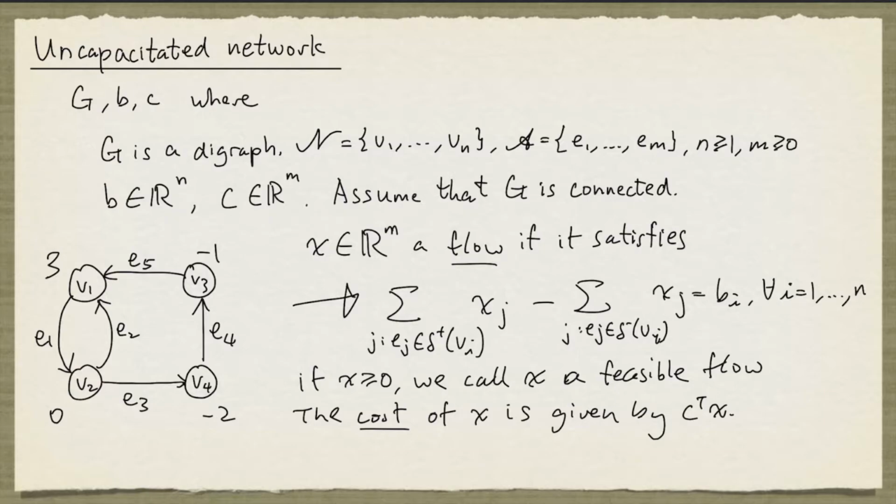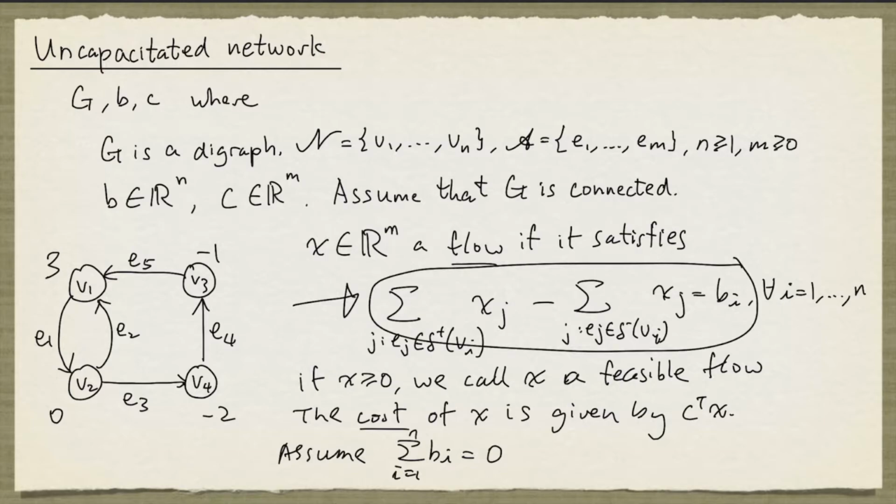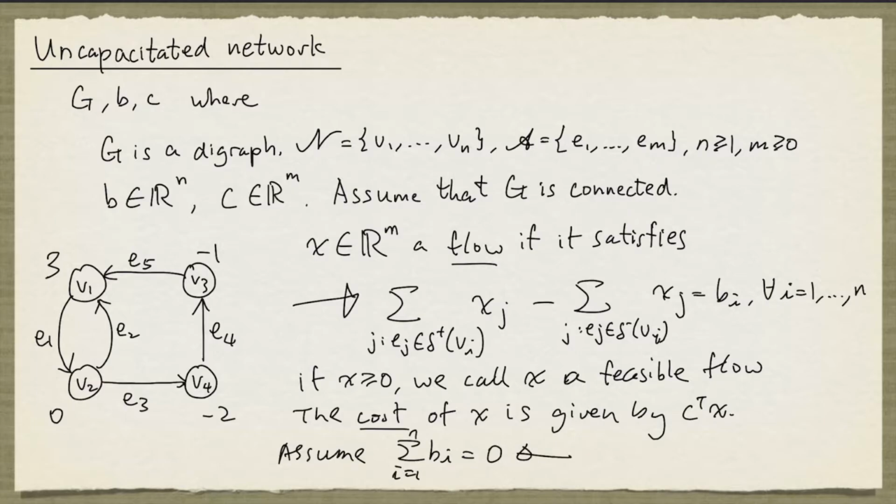And we often assume that the sum of these supply values is 0 because otherwise no flow can possibly exist. The reason is that if you add up all these flow conservation constraints, you end up with 0 on the left-hand side and the sum of the Bi values on the right-hand side. So the sum of the Bi values must be 0 if you want to have a flow. Note that this condition is only necessary and not sufficient. It is possible that this is satisfied and we still don't have a feasible flow.